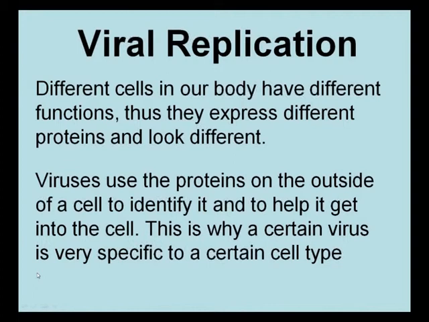Different cells in our bodies have different functions, and because of that they have different proteins on their surfaces. They look slightly different. So viruses use those things on the surface of our cells, those proteins on the surface of our cells, to identify the cell type and to get into the cell. And that's why a certain virus is specific to a certain cell type. And that's why we've got different viruses or diseases that infect different parts of the body. Or even different species. Some viruses will only infect certain types of animals or certain species, rather than just infecting anything.